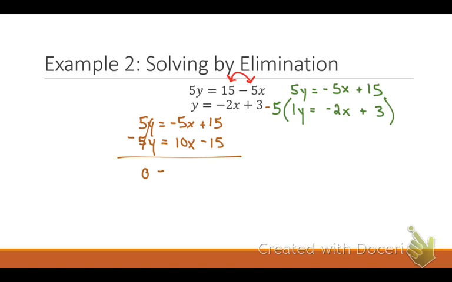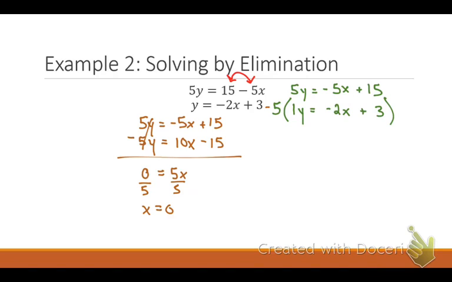0 equals, what's negative 5x plus 10x? 5x plus 0. We have to add plus 0. No, you can just cancel. So you can say 0 equals 5x. That's fine. What happens when you divide both sides by 5? 0. X equals 0.